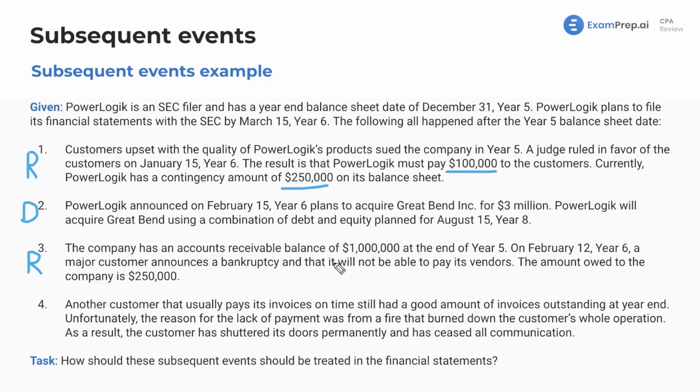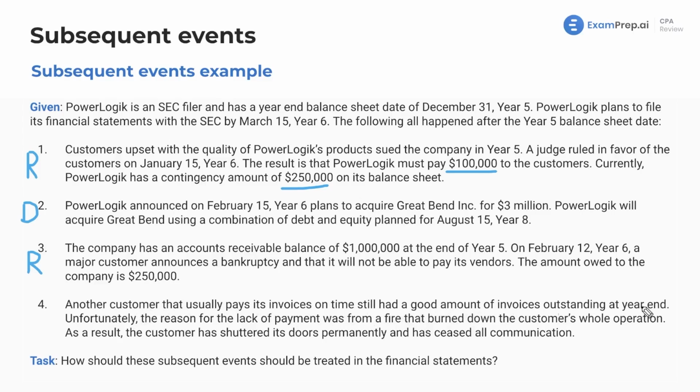Not going to go into the journal entries there. That's much more of a FAR topic. But we are just going to have a nice little bad debt expense of $250,000, reducing our AR balance by $250,000 to $750,000.